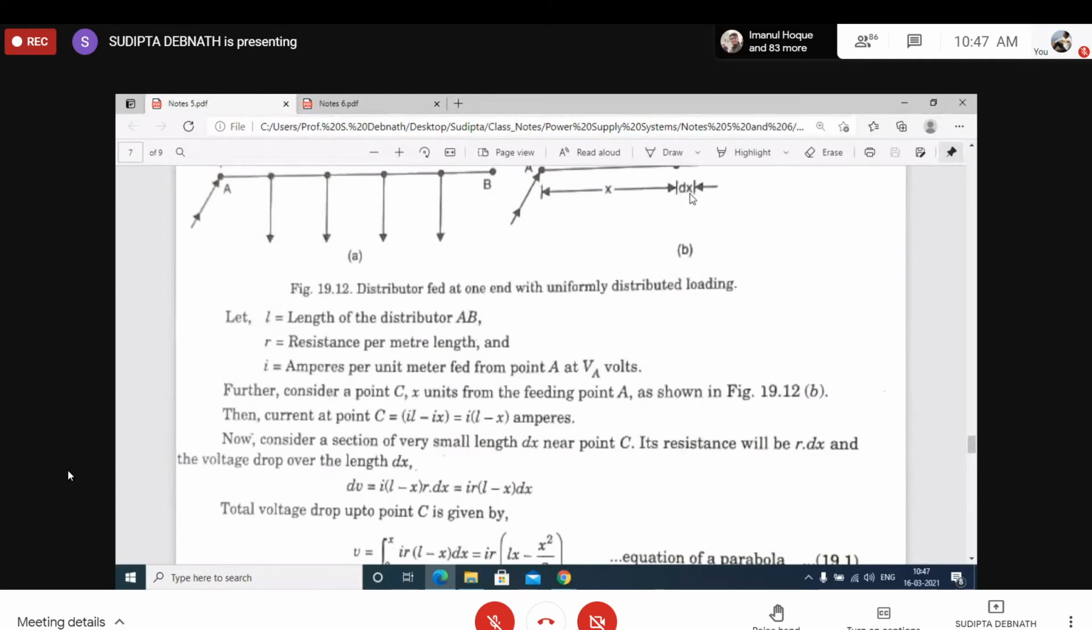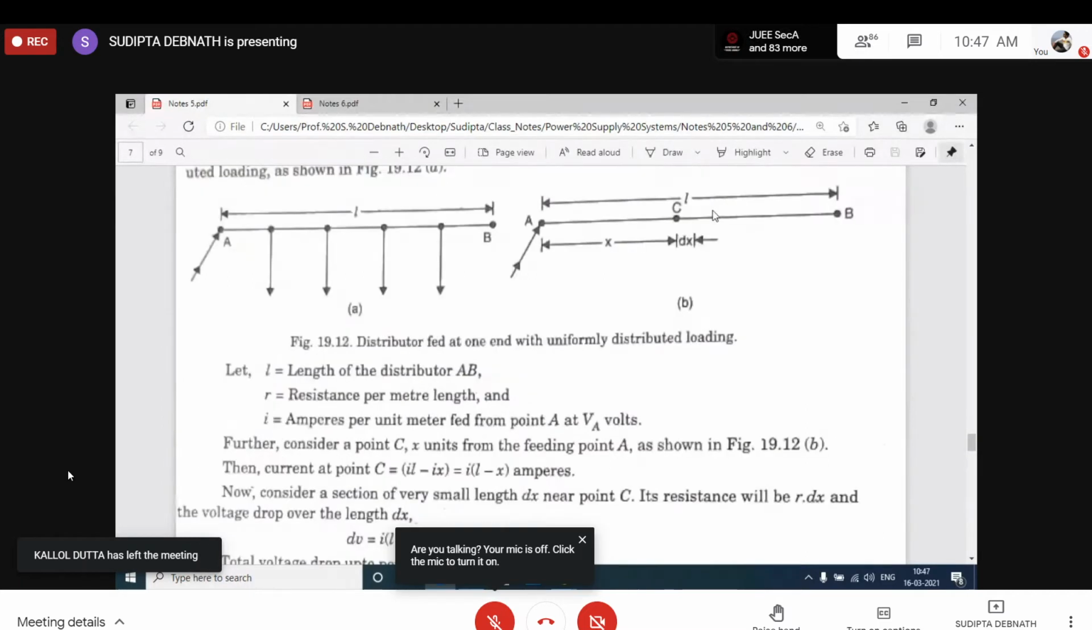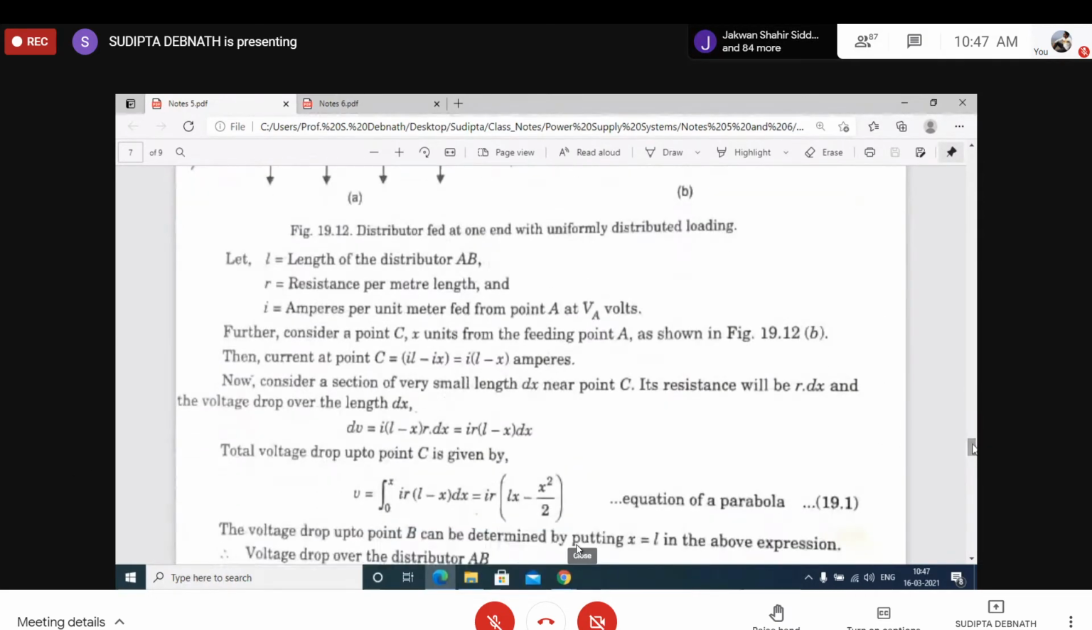So what will be the voltage drop over this whole length? We will start from 0 because distance here is 0 and distance here is x. So we have to integrate this small voltage dV from 0 to x, to find out the voltage drop up to any point C which is at a distance x from the feeding point. If we integrate this, we will find the expression iR into (Lx minus x square by 2).